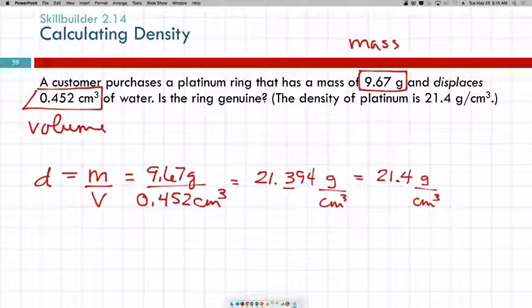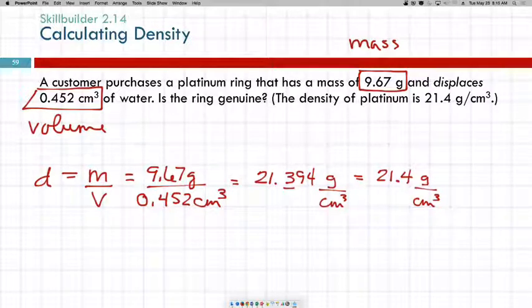Is it platinum? Yep, it is. It happens to match exactly. What if we got 21.3? Do you think that would still be platinum? Yeah, because when we look at this number, there is uncertainty in the last digit. The mass and the volume were measured. There is error in every measurement, okay?